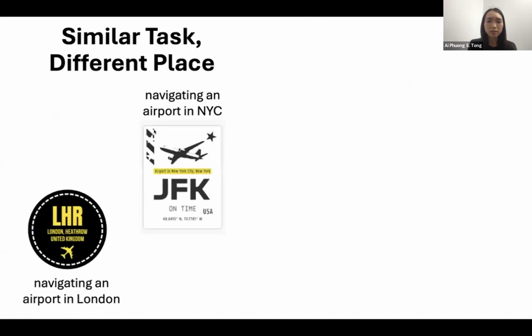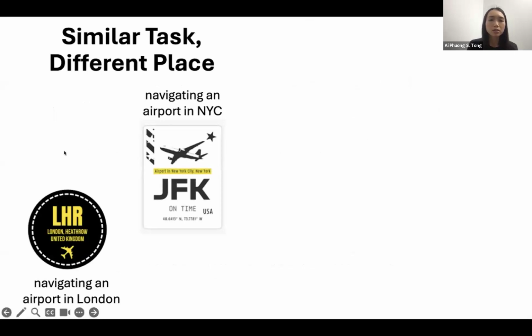So I'll start off with a very simple analogy of navigating airports in two different places. The goal is related in both places. You want to catch your flight in time. And so you get your ticket, check in luggage, go through security, reach your gate, and then board the plane. So a lot of the representations used in one airport should be reusable in the other.